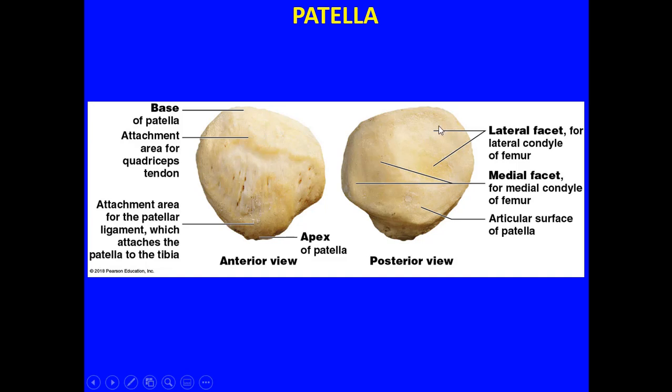So the lateral fossa here and here for the lateral condyle of the femur. Here and here is the medial fossa for the medial condyle of the femur. And this is the articular surface of the patella. What you can't have is this being rough, because it would begin to erode away the cartilage tissue that helps this joint be so functional.